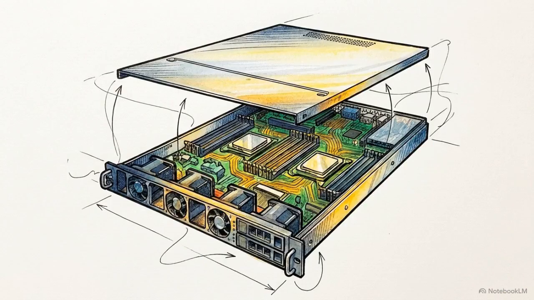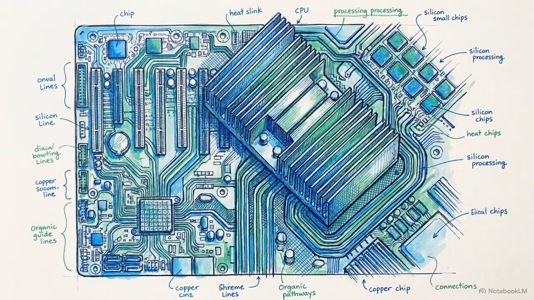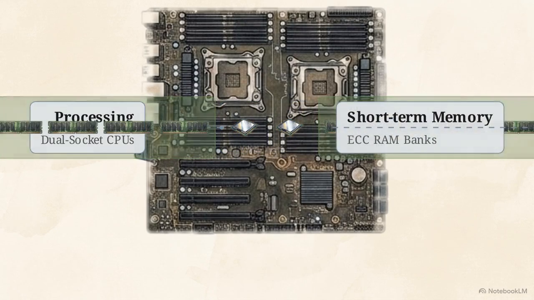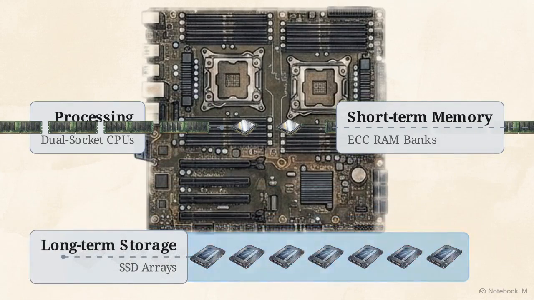Pop the lid off a server chassis, and the engineering is strictly utilitarian. There is zero wasted space. Everything is tightly packed and built for relentless processing. Right in the center sit the CPUs, the brains executing massive mathematical loads. Flanking them are banks of ECC RAM, providing immediate high-speed data access. At the very front are the storage arrays, the long-term filing cabinets holding actual databases, websites, and media.